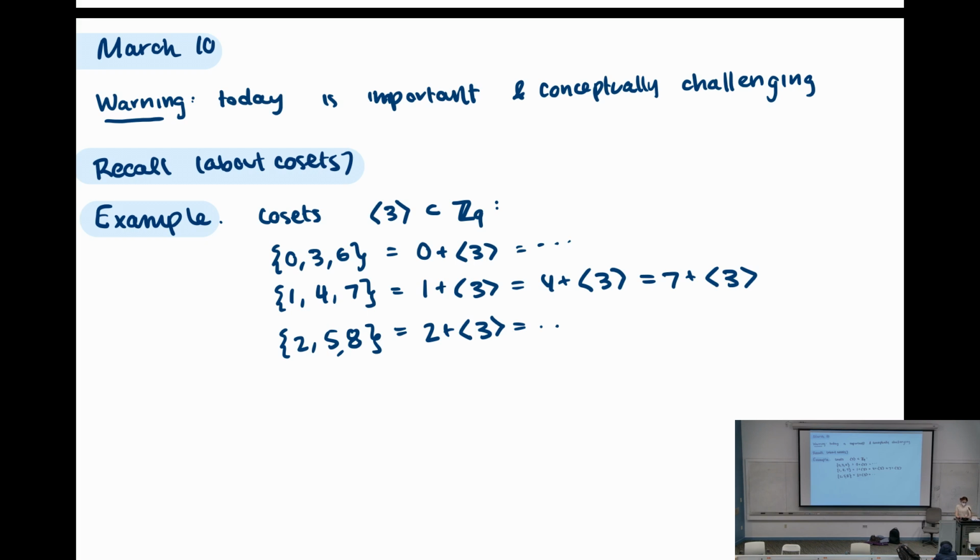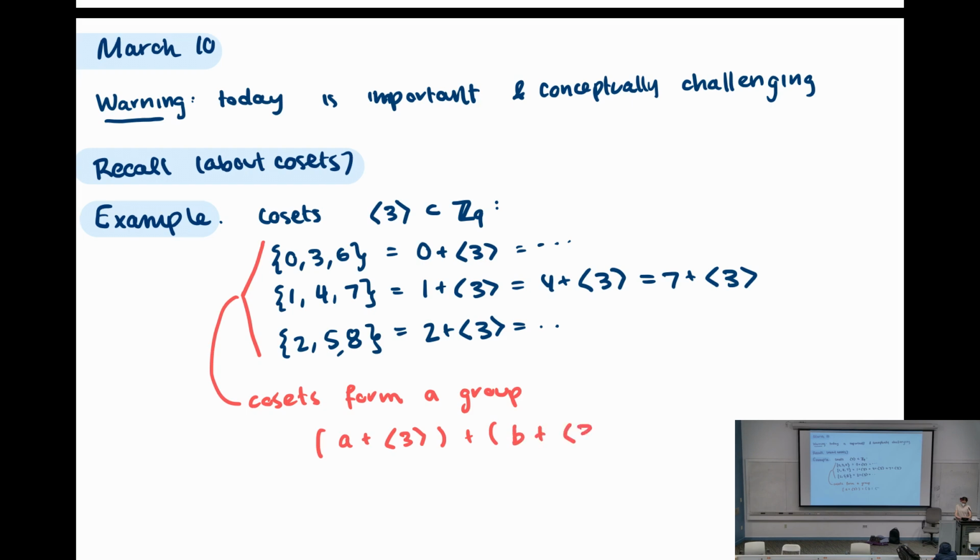So what we're going to look at today is how to see that these cosets form a group where the operation would look like, so let's say I have two cosets, A plus the subgroup generated by 3 and B plus the subgroup generated by 3. So this is the operation. We would just first add A and B, and then look at the coset corresponding to that element.